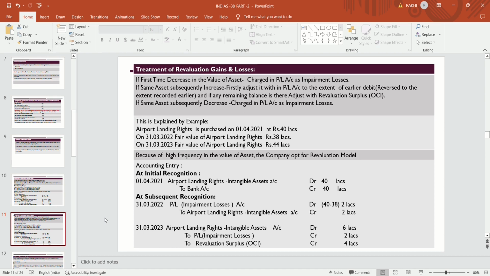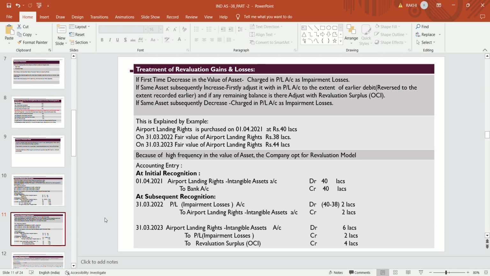On that day, the company has passed: airport landing right intangible asset account debit to bank account, that is rupees 40 lakhs. At a subsequent date, the company has opted for the revaluation model, and the fair value of that asset on 31st March 2022 becomes 38 lakhs. That is, there is an impairment loss because it is reduced from 40 to 38 lakhs. So the company will book the impairment loss, that is P&L account, impairment loss account debit to airport landing right intangible asset by rupees 2 lakhs, because there is a decrease in the value of the asset from 40 to 38 lakhs. So 2 lakhs is to be impaired.